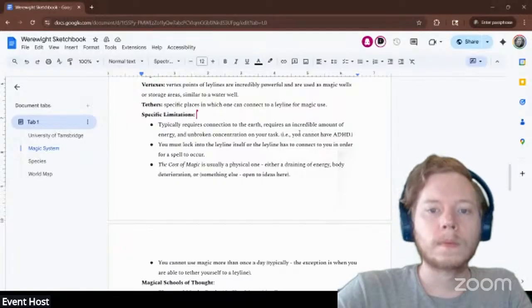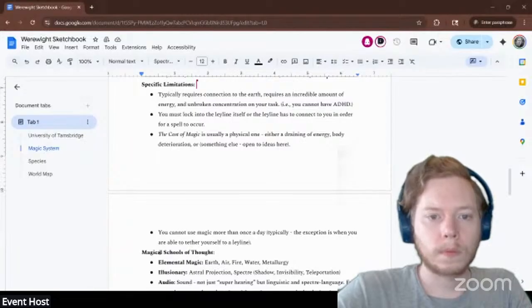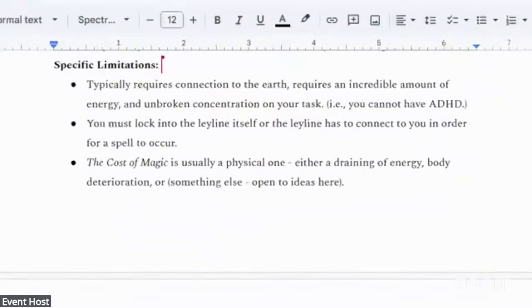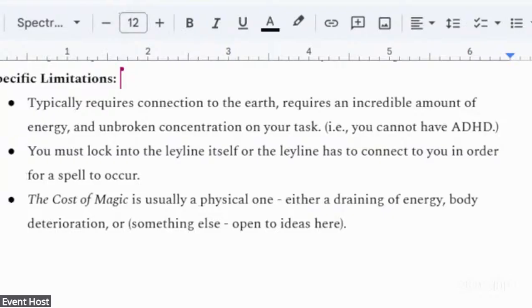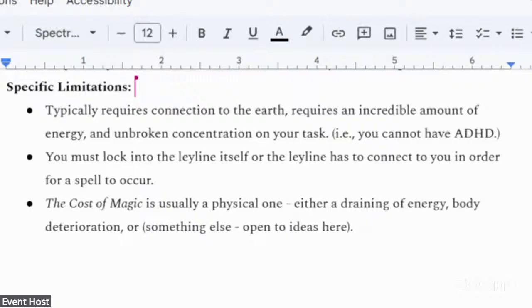In terms of the specific limitations I have so far, you must have a connection to the earth somehow. It requires an incredible amount of energy on your part, and you also have to have unbroken concentration. In other words, you can't have ADHD. You have to be very, very focused. If you lose focus, you start over, and whatever energy you've lost, you lost. There is no, oh, let me accumulate all this back. No, you lost it. You have to essentially recharge.